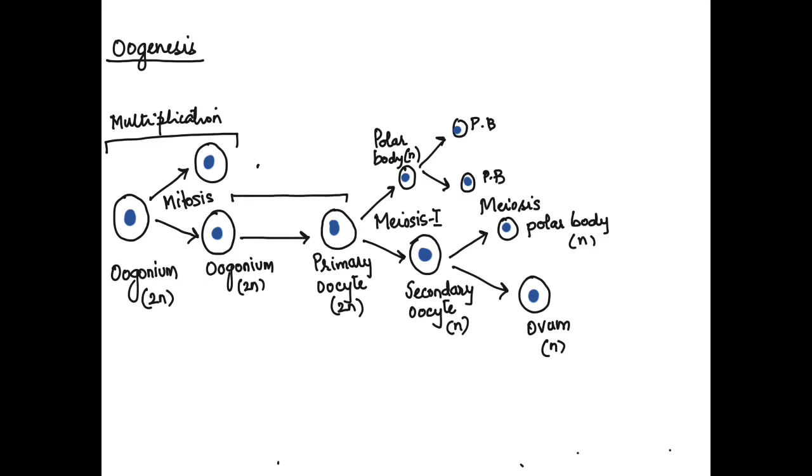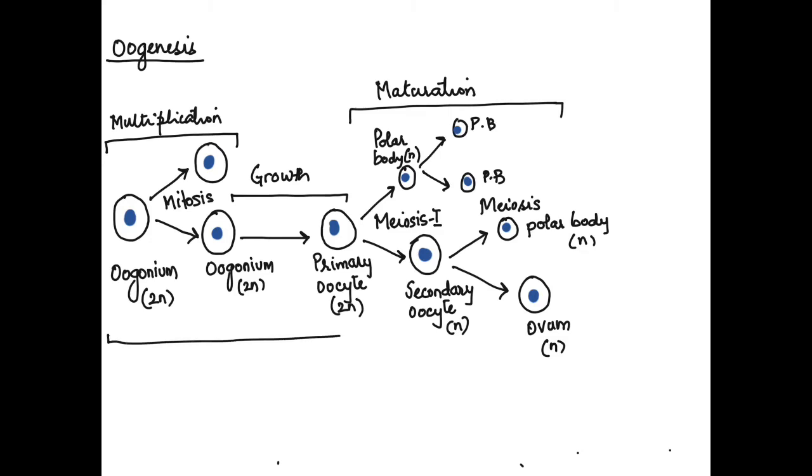The part where the oogonium undergoes mitosis, giving rise to oogonia, is called the multiplication phase, whereas the process where the oogonium differentiates to become the primary oocyte is called the growth phase. The next phase, the maturation phase, is the part where the primary oocyte undergoes division to produce the ovum.